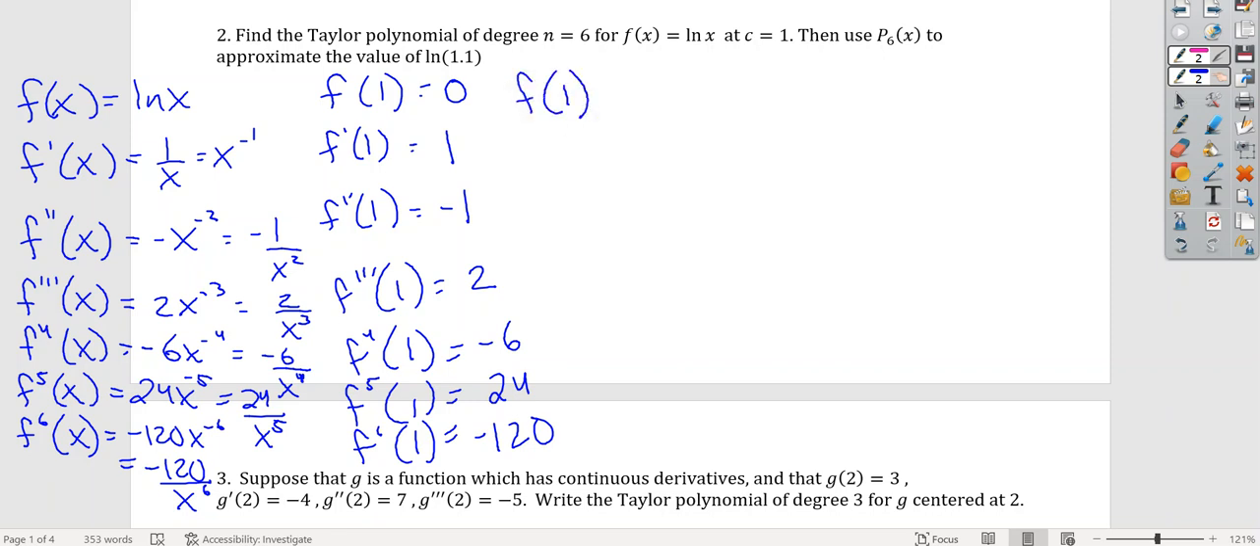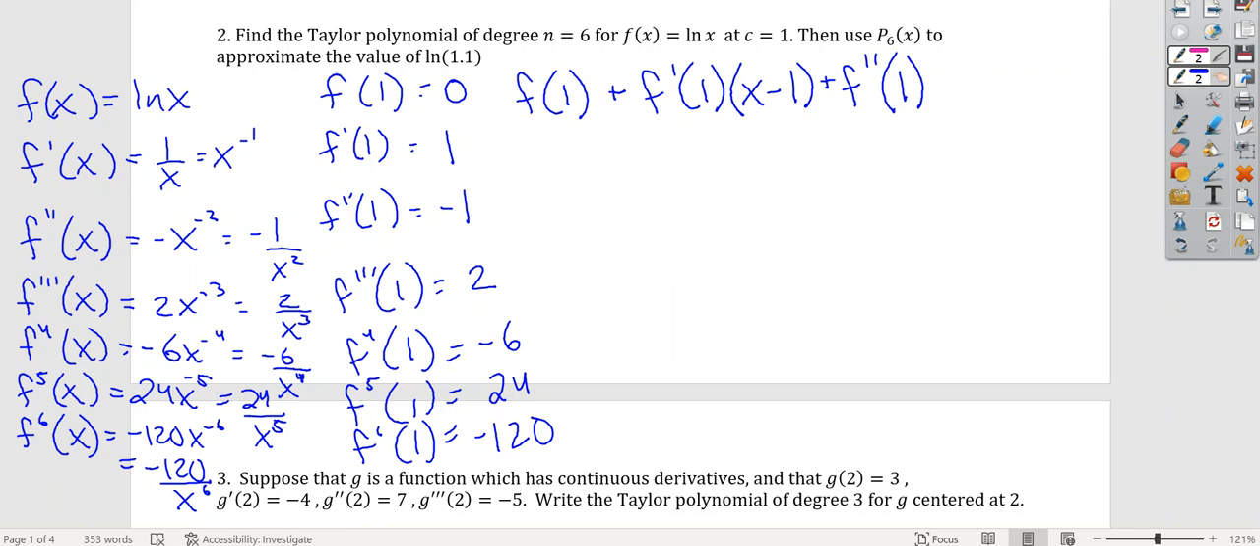Then I'm going to add on my first derivative, multiply it by x minus the c value. First derivative to the first power over 1. Then I'm going to do the second derivative, because this one's centered at 1.